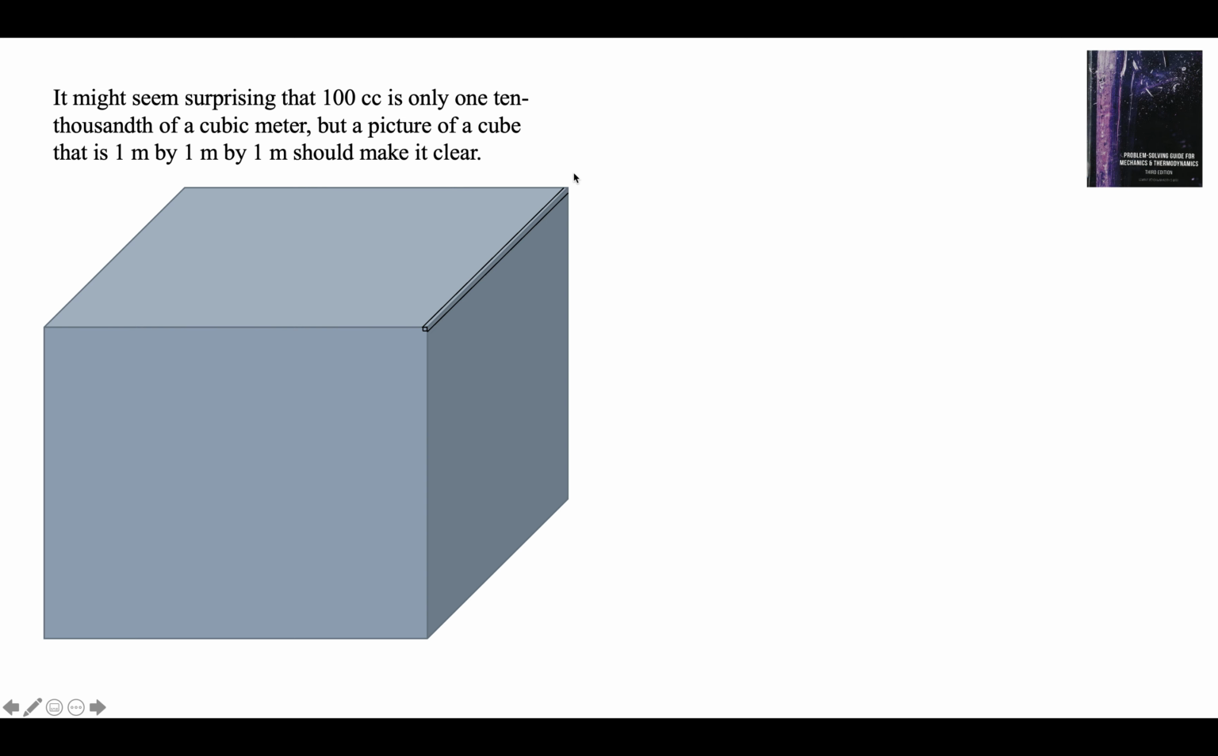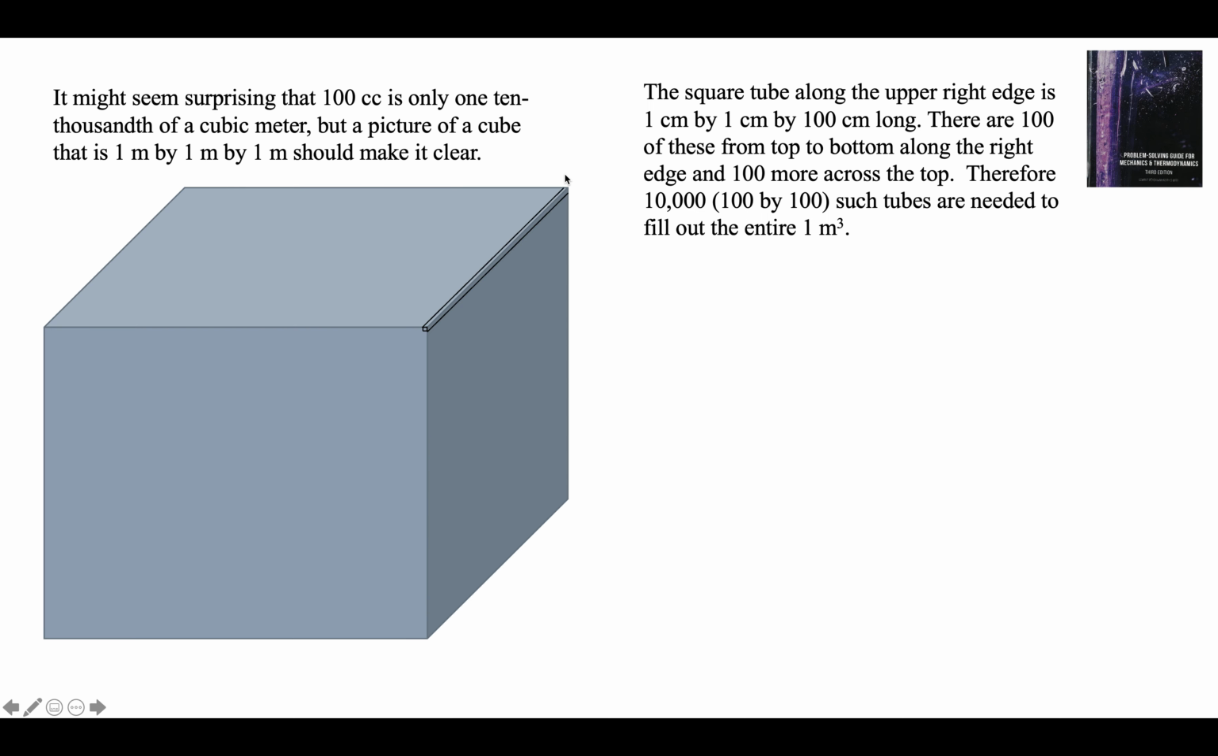But let's look at a picture. Here is 100 cc's. It's 1 centimeter by 1 centimeter by 100. You can put 100 of these right down this edge, and 100 of them will go across. So you need 100 by 100 of these tubes to fill out this cubic meter. 100 times 100 is 10,000. So this is 1/10,000th of the volume of a cubic meter.